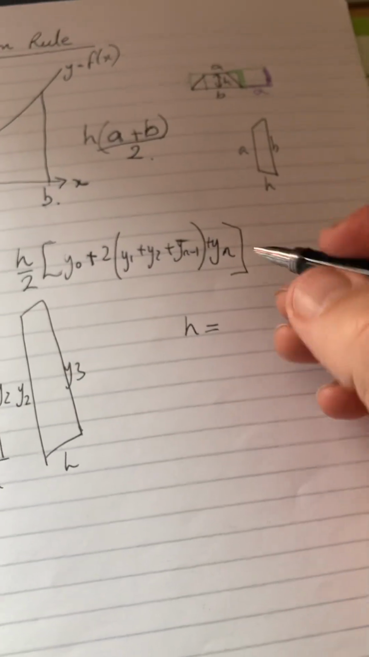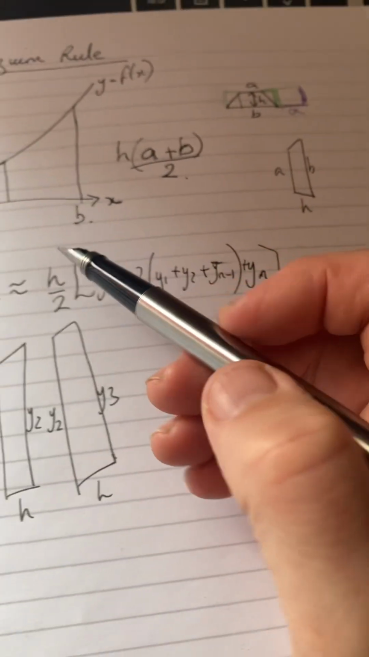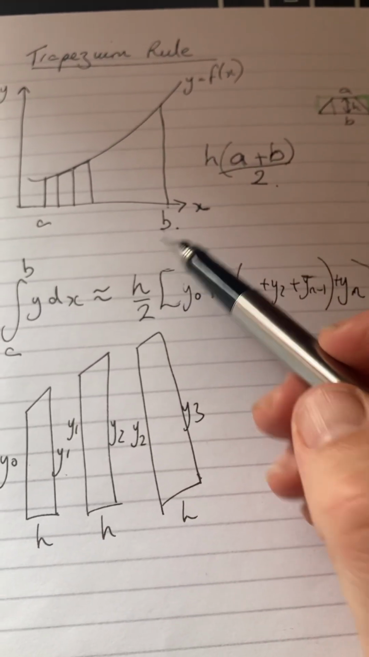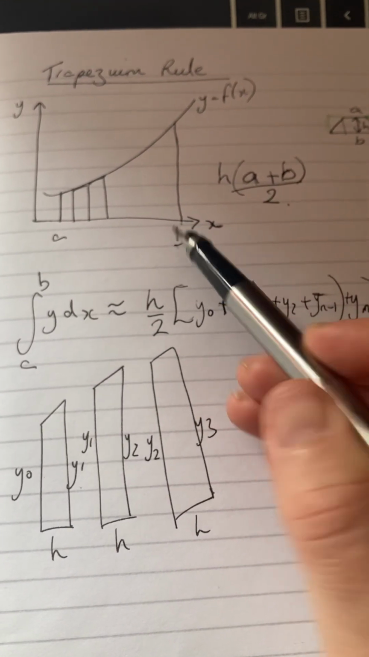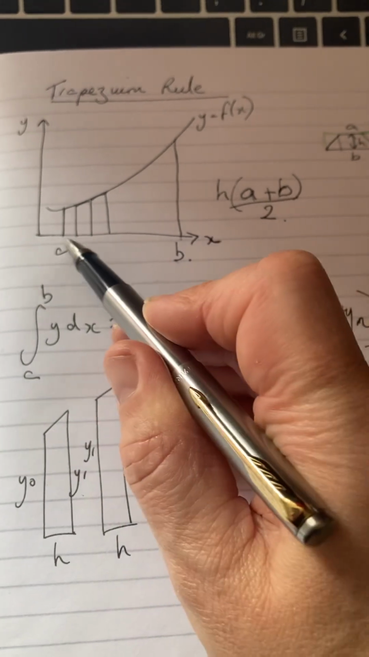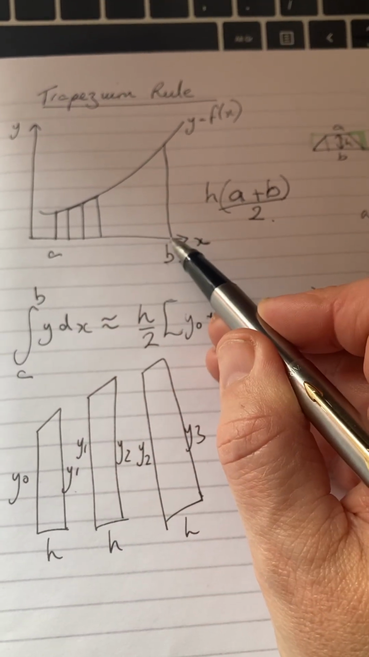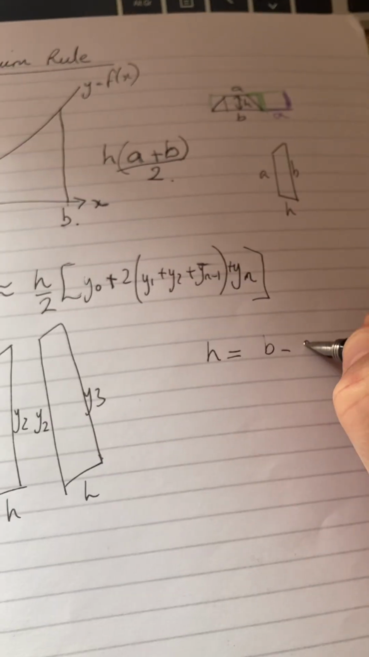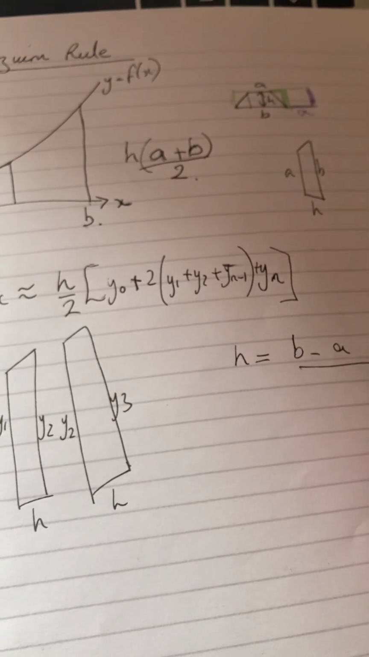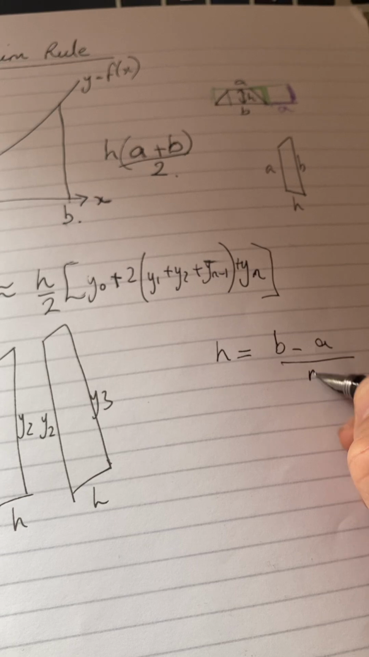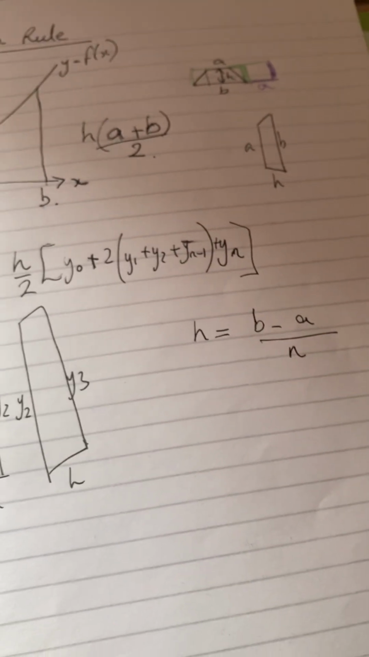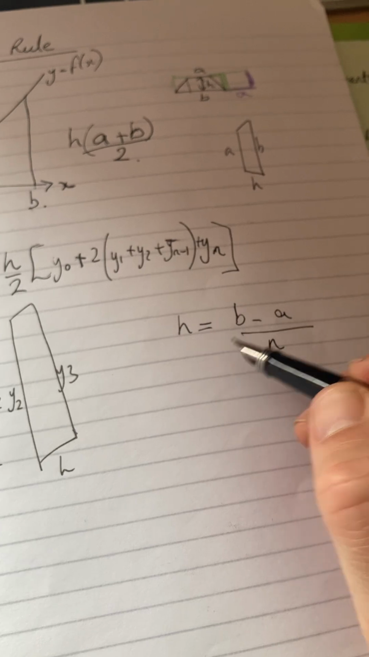You will usually get given in the question how many strips you need. So it's essentially working out the difference here, taking away a from b. So b minus a, divided by the number of strips that you want. It will be different in every question, so just read the question. That's how you get h.